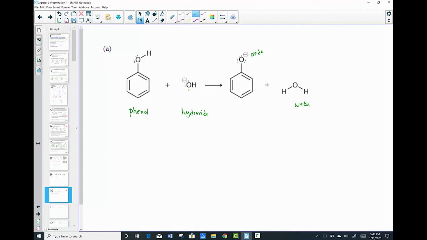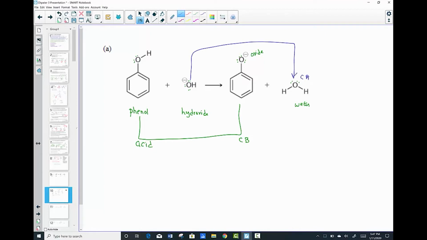Hook together the conjugate pairs, those that differ only by the presence or absence of a hydrogen ion. The one with more hydrogen is always the acid. The one with less hydrogen will be its conjugate base. And between hydroxide and water, water has more hydrogen, so it will be the conjugate acid, making the hydroxide act as the base.